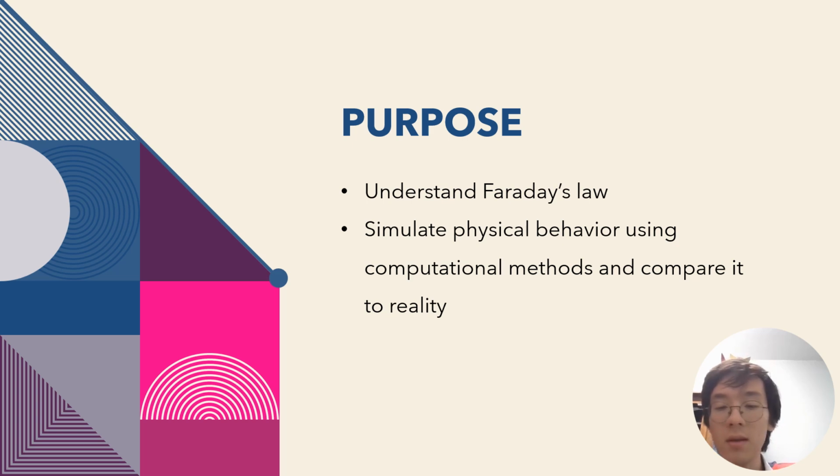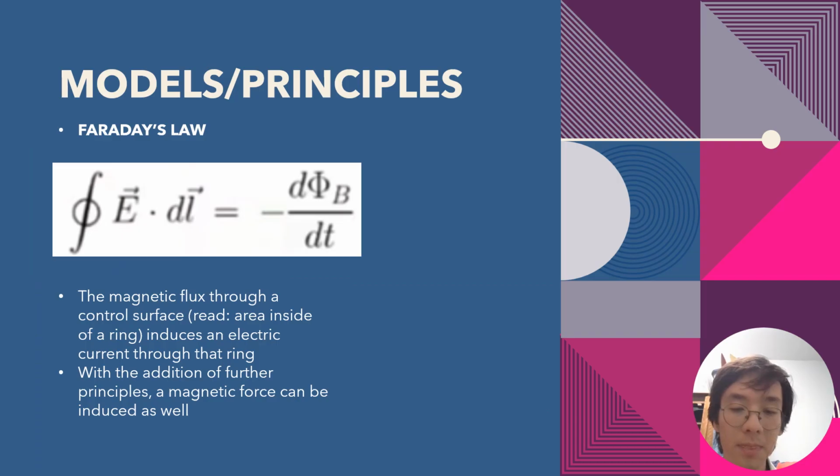So today we're going to be talking about Faraday's law and how to simulate Faraday's law and compare it to actual physical experiments. So the biggest principle we're going to talk about today is Faraday's law. Faraday's law basically states that whenever a magnetic flux is induced through a control surface, there's a corresponding electric current that gets induced as a result. In addition, there are multiple applications where that electric current will also cause a magnetic field, which will create some other effects as we'll talk about later.